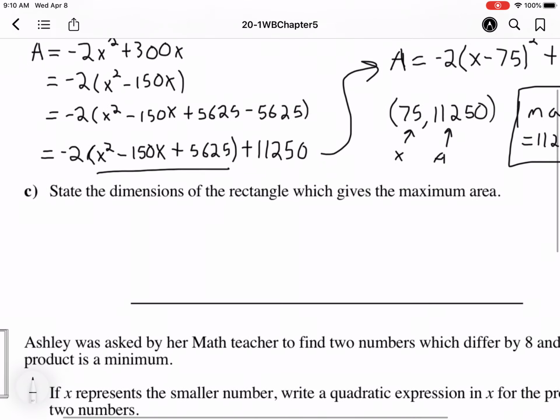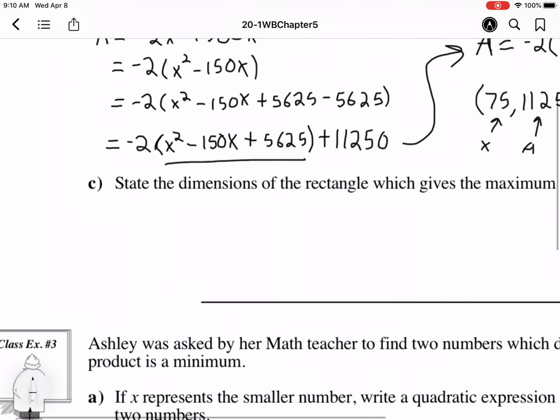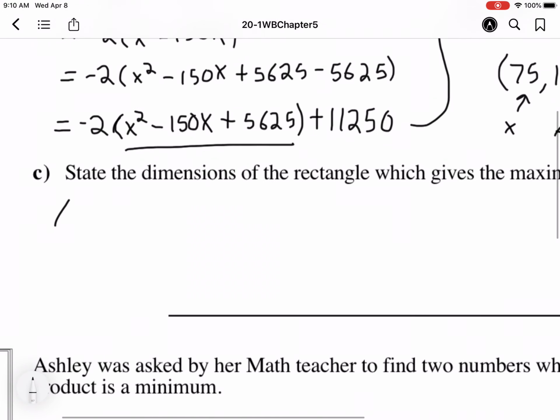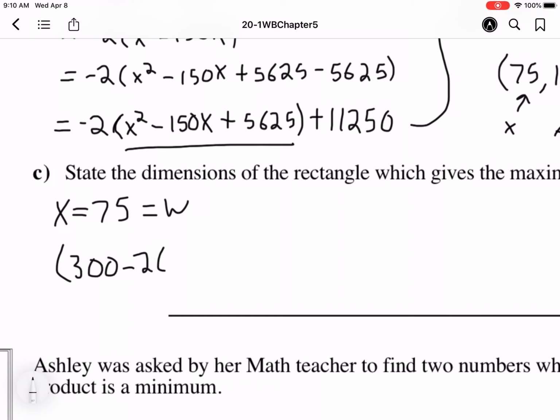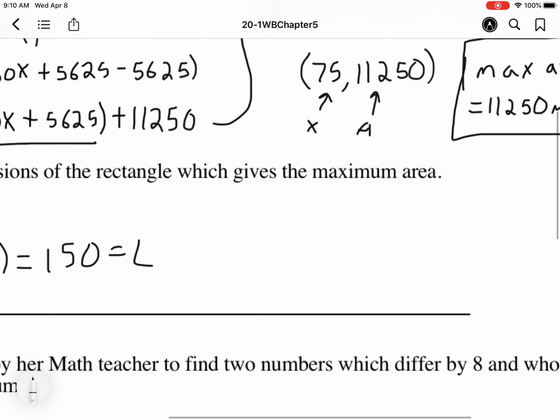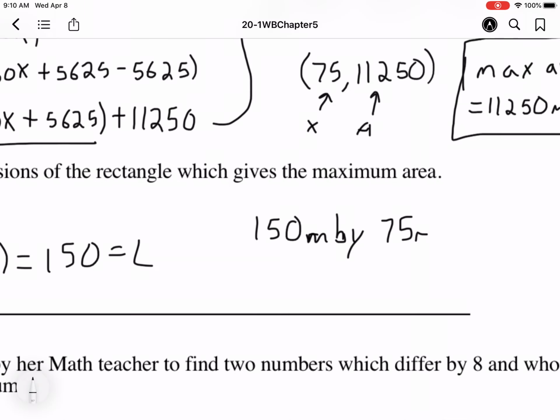So the next part states the dimensions of the rectangle which gives the maximum area. We're told that x equals 75, so that's the width. And then the length would be 300 minus 2 times 75, which would be 150, which is our length. So our dimensions are a 150 meter by 75 meter rectangle.